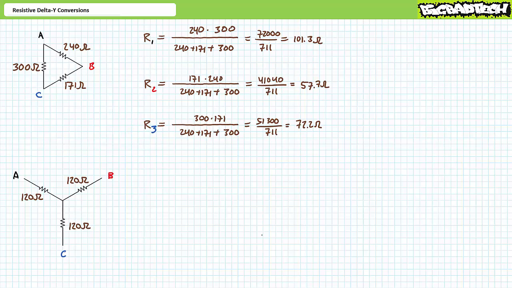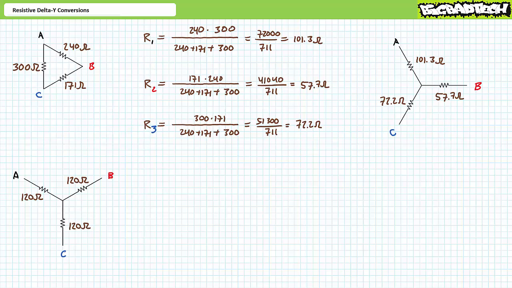Finally, to solve for Y resistance R3, we would multiply the 2 delta resistance elements connected to node C. This would be RCA and RBC. Then we would divide this by the previously calculated sum of all delta resistances, RAB plus RBC plus RCA. Our formula suggests R3 is 72.2 ohms directly attached to node C.